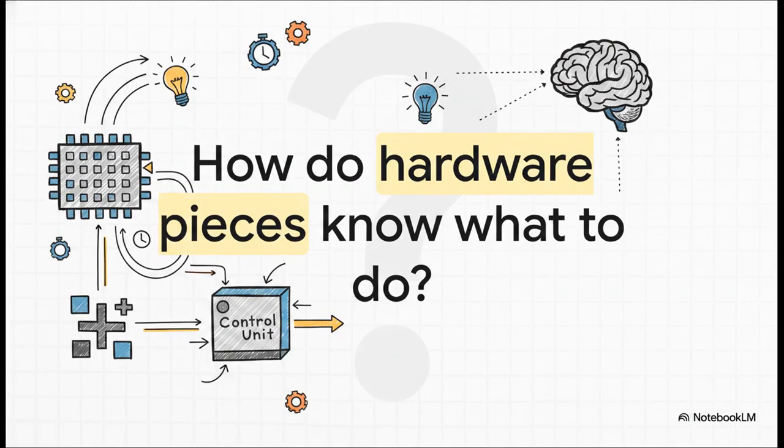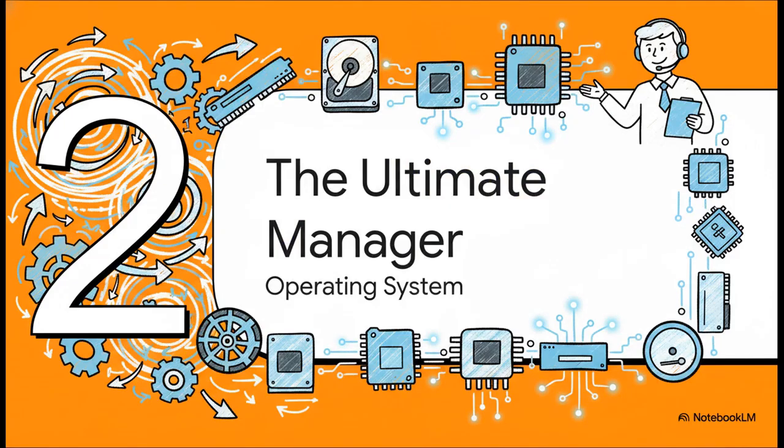But you know, this brings up a pretty massive question. We've got all these raw hardware components, right? We've got memory cells storing bits, the ALU just waiting around to do some math, the control unit on standby. But how do these chaotic, individual pieces of hardware actually get organized into a functional, user-friendly machine? Like, who is directing the traffic from a macro level? Well, that brings us to part 2, the ultimate manager, better known as the operating system.